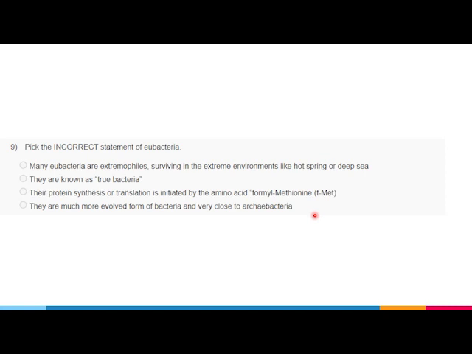So, four options, and only one option is incorrect. Go ahead and put it into the chat box. Which do you think is incorrect in case of eubacteria? Which sounds the most incorrect out of all of this? You can try and answer this.